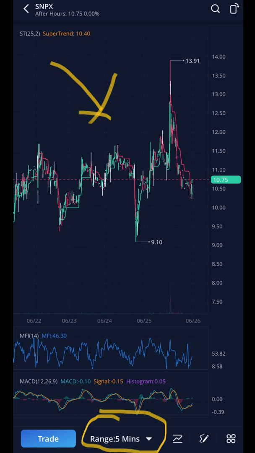For this, we're going into the 5 minutes, and I kind of blew it out a little bit so you can kind of see the trend. That's our stock pattern, right? So that's the pattern that we're looking at from the 22nd of June until the 26th of June, right? This is the 5 minute pattern that we're looking at.